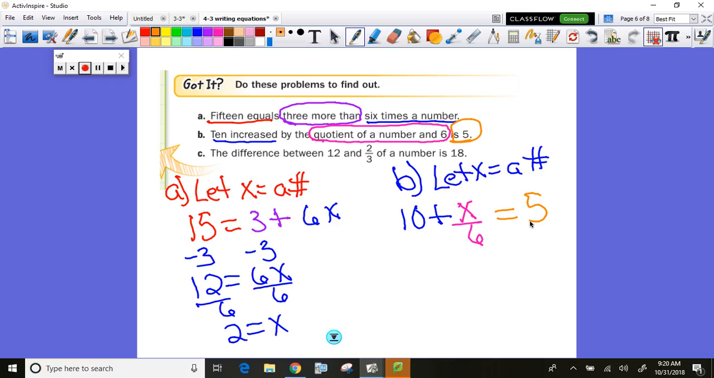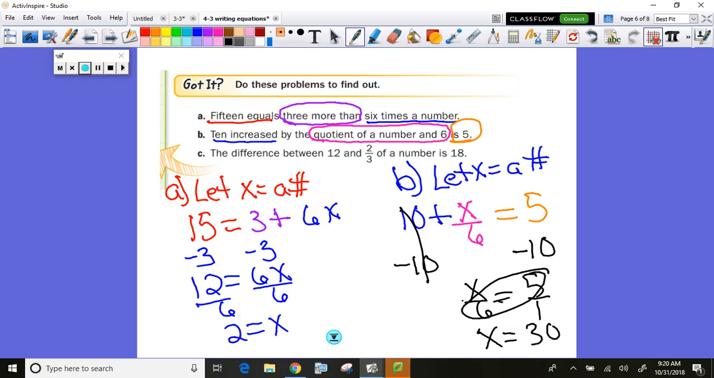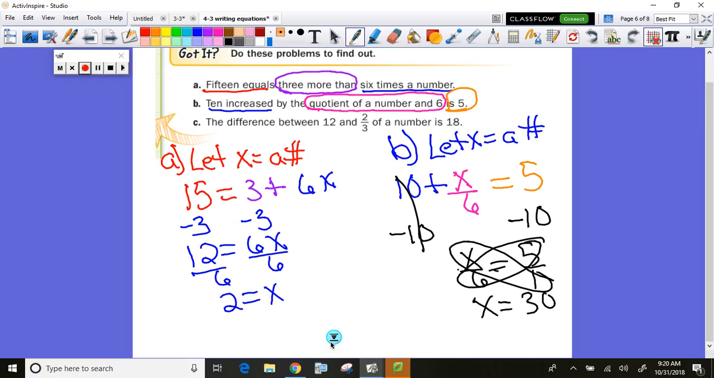Now I'm going to solve that. I start by subtracting 10 because I always start farthest away from x. 10 minus 10 is 0, so that gives me x over 6 equals 5. This is division, so the opposite is to multiply, or I can always cross multiply at this point. I get x equals 30.